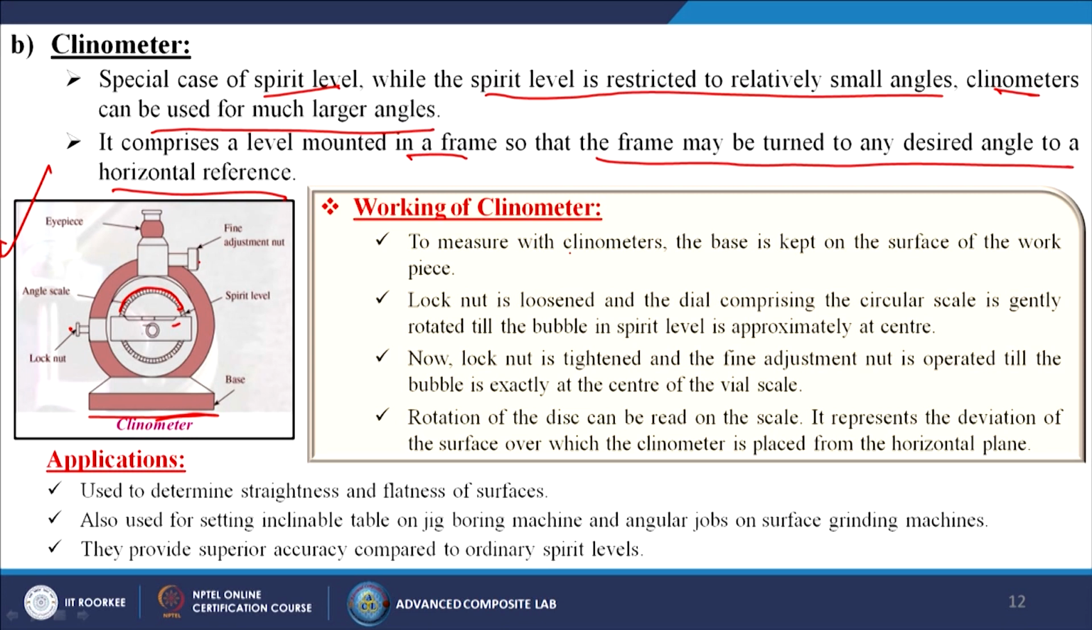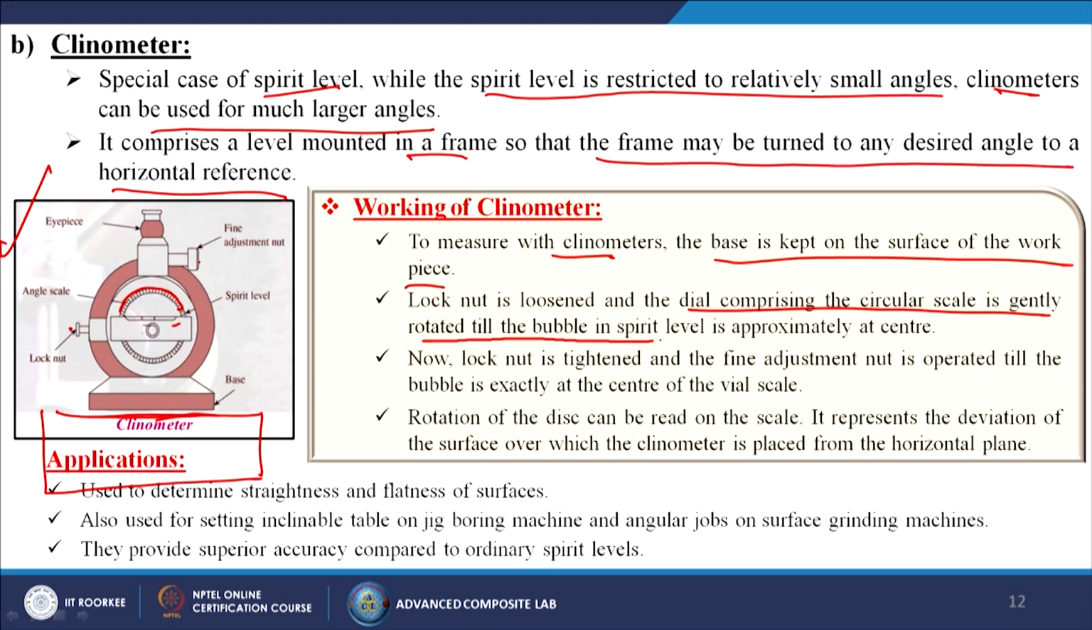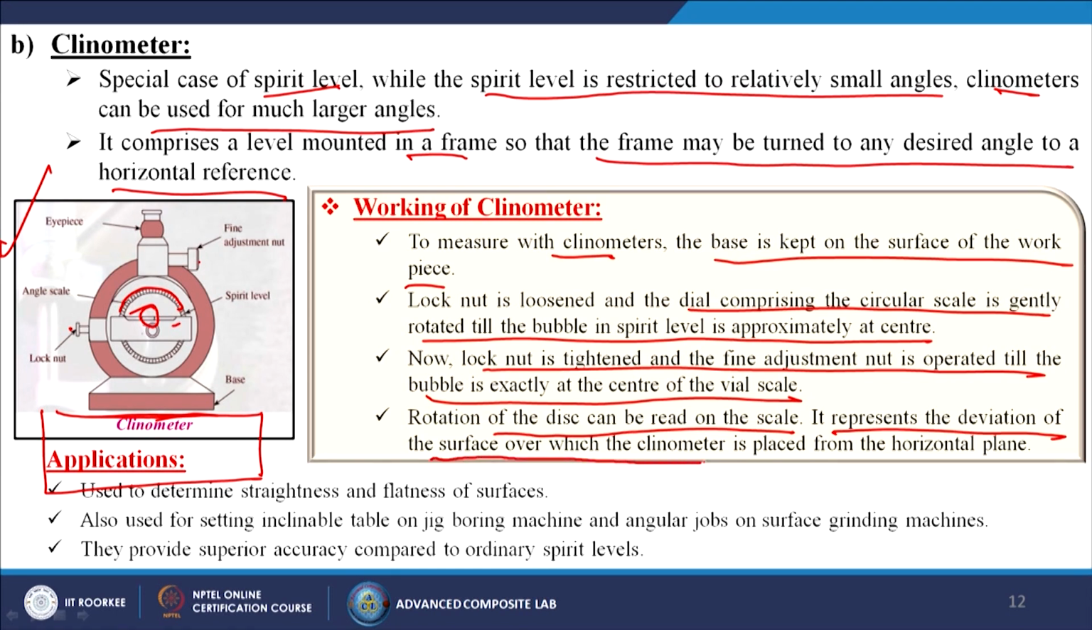To measure with the clinometer, the base is kept on the surface of the workpiece. Say suppose you have a workpiece that looks like this. The lock nut is loosened and the dial comprising the circular scale is gently rotated till the bubble in the spirit level is approximately at the center. Now, the lock nut is tightened and the fine adjustment nut is operated till the bubble is exactly at the center of the vial scale. Rotation of the disc can be read on the scale; it represents the deviation of the surface over which the clinometer is placed from the horizontal plane.